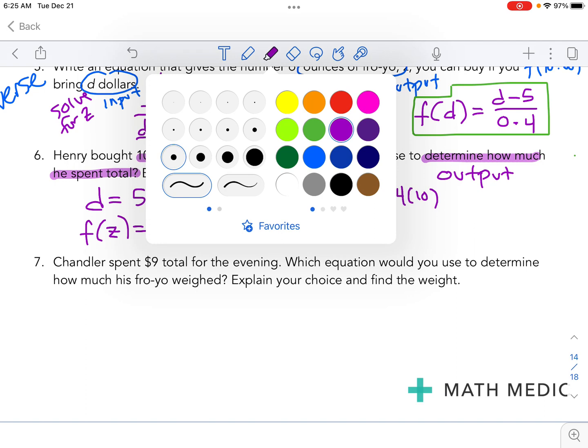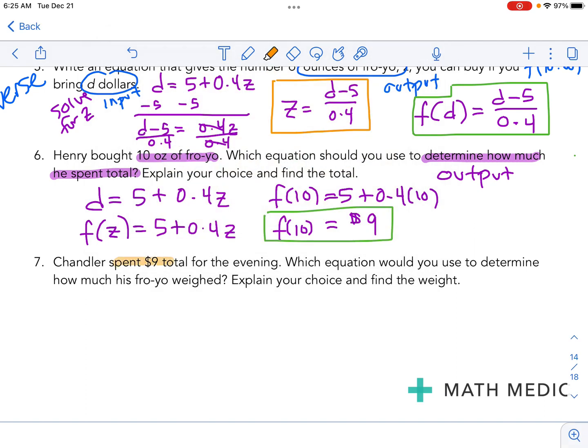Okay, let's kind of reverse the roles here. So now we have this other student, Chandler. He spends $9 total. Which equation should you use to determine how much yogurt he purchased? So now we're using that inverse equation where we know how much money he spent, and the output now is how much yogurt he purchased, right? This is now the output. This is now the input. And so we're going to use that inverse function.